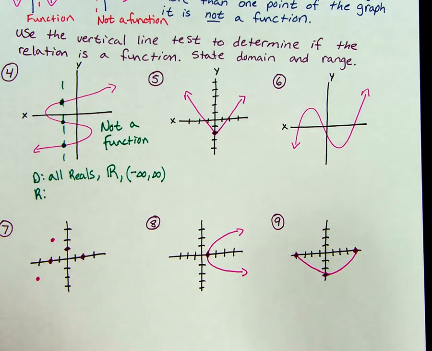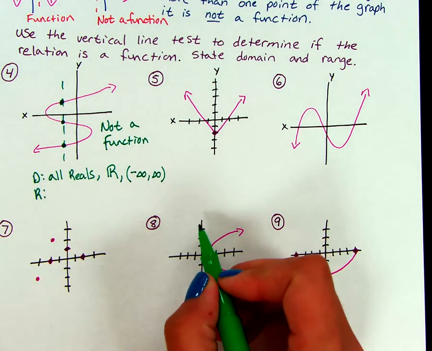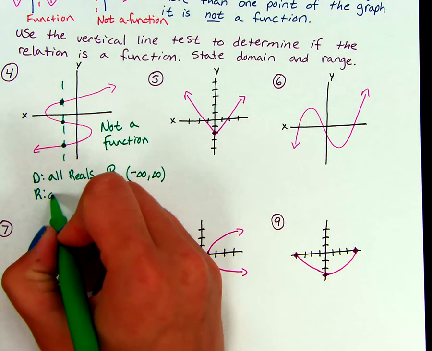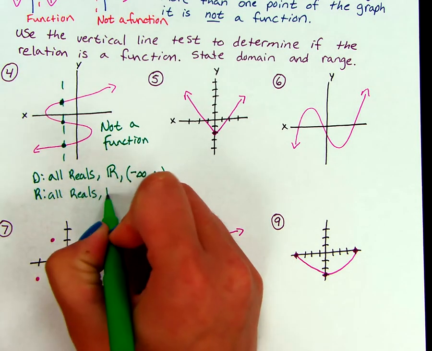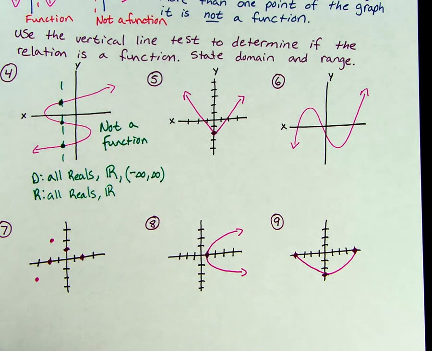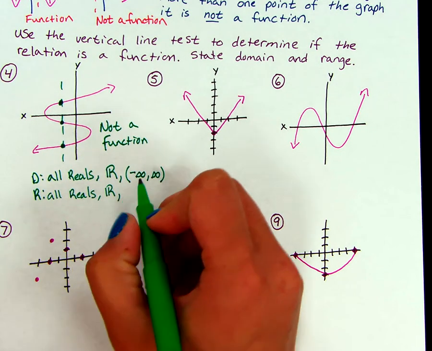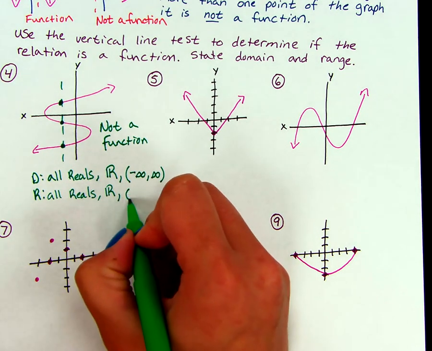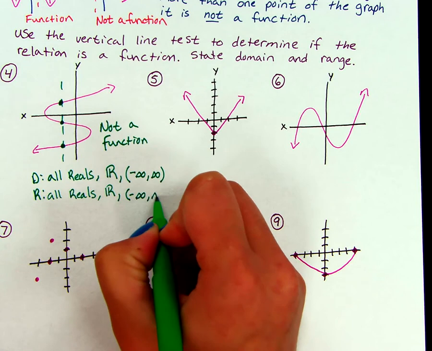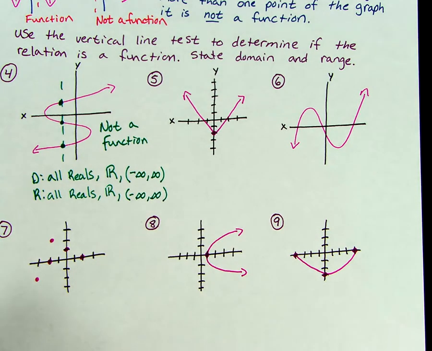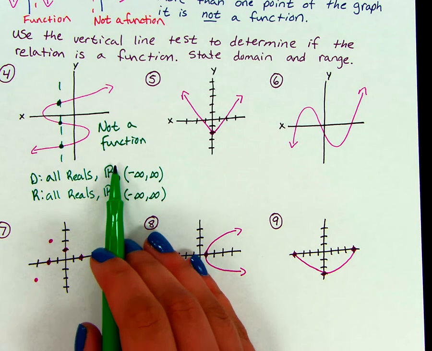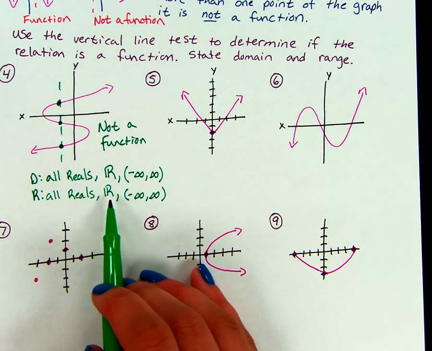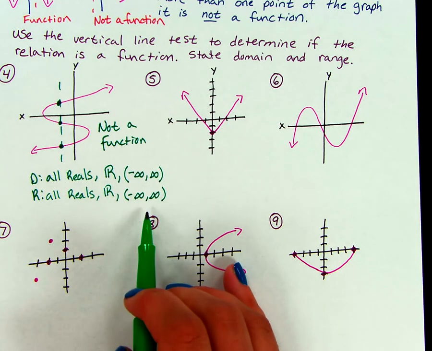Again, to write this, there are 3 different ways that we can write it. All reals, our symbol, so the little bolded R, or again, we can write it in interval notation, so from negative infinity to positive infinity. Now, as we continue, I'm going to be continuing to write this here, all reals, or in interval notation.